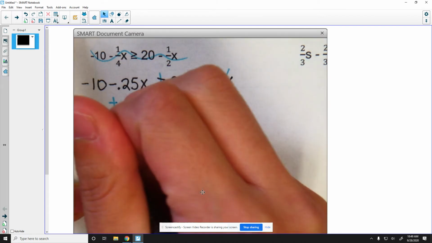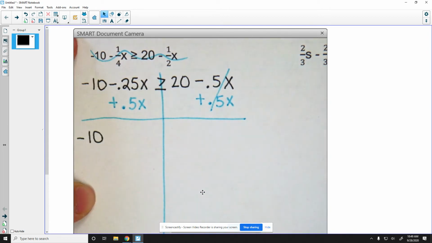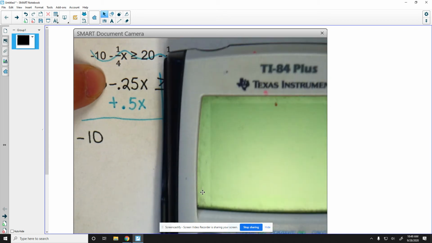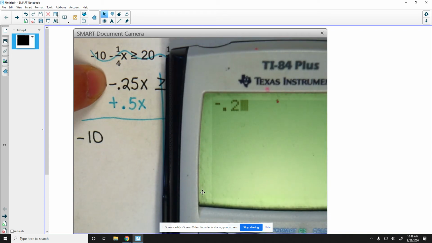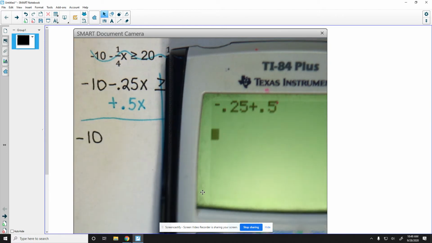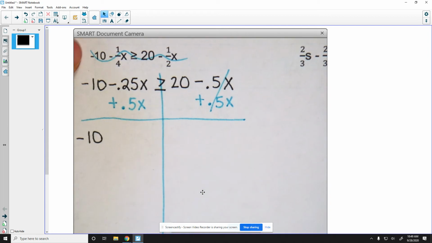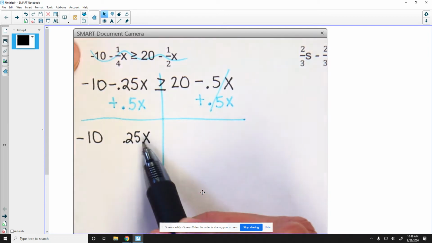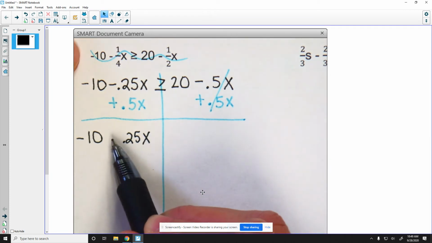I still have a -10 on the left. Okay, when I type this in, and you can't be tricked, right? Because it was a -0.25, because it was a negative, plus 0.5, because you see a plus 0.5 underneath it. So it's 0.25. So I know it equals 0.25x, but if it's a positive 0.25x, Brooke, what symbol goes in between? Yeah, you're going to add.